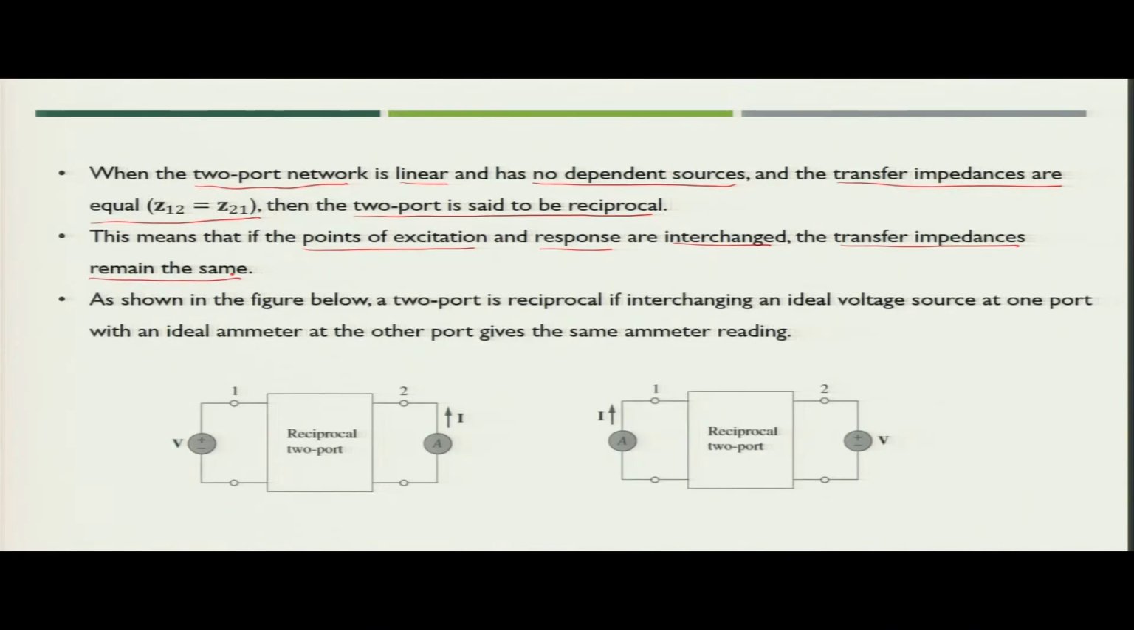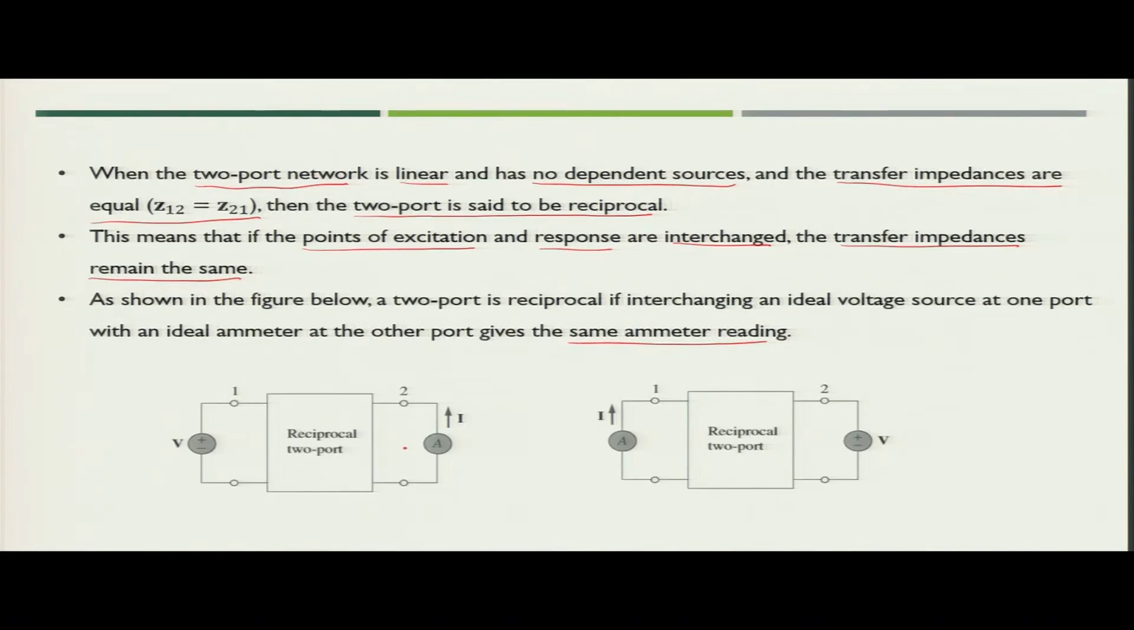It means that the points of excitation and response can be interchanged, but the transfer impedance will remain the same. We can understand this with the help of this figure, in which at one port, that is the input port, we are applying the voltage, and at the output port we are adding an ammeter to find out the value of current. If it is a reciprocal two port network, then if you interchange the locations of the voltage source and the ammeter, it will give you the same reading.